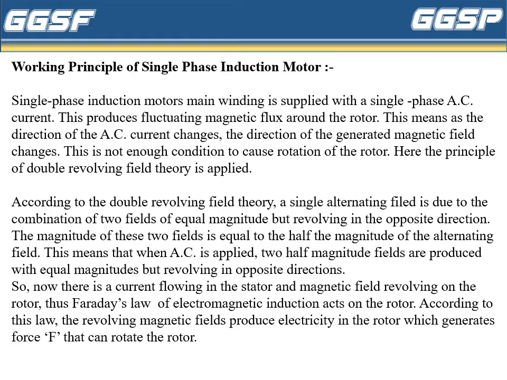According to the double revolving field theory, a single alternating field is due to the combination of two fields of equal magnitude but revolving in the opposite direction. The magnitude of these two fields is equal to half of the magnitude of the alternating field. This means that when AC is applied, two half magnitude fields are produced, with equal magnitudes but revolving in opposite directions. So now there is a current flowing in the stator and a magnetic field revolving on the rotor. Thus Faraday's law of electromagnetic induction acts on the rotor. According to this law, the revolving field produces electricity in the rotor, which generates force that can rotate the rotor.